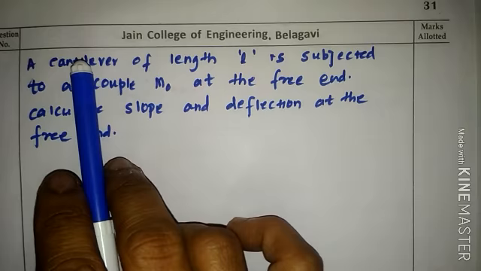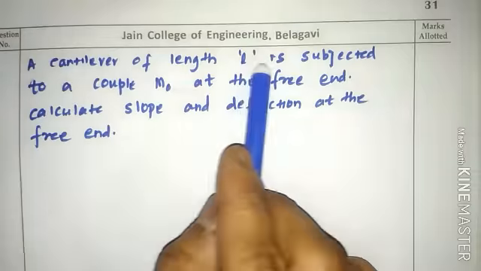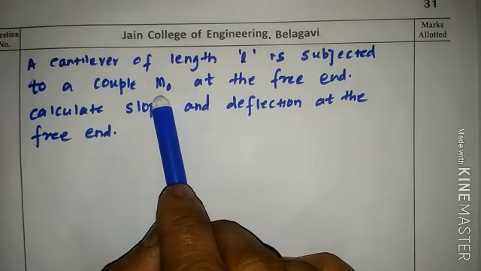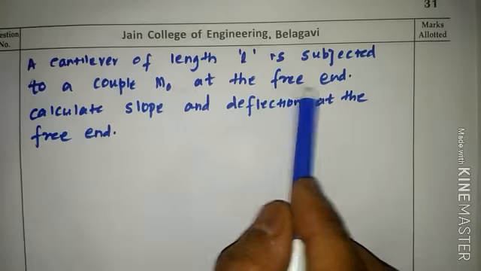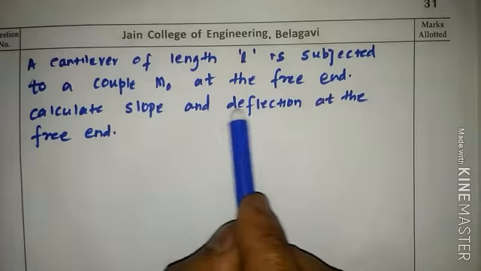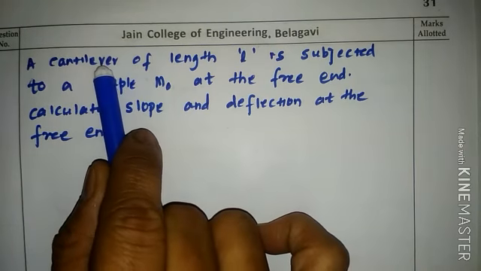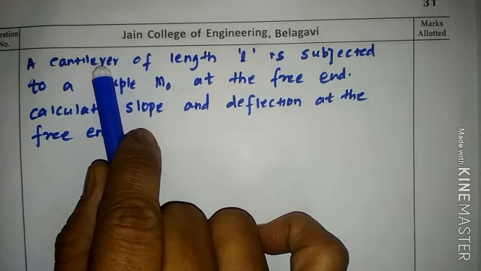The statement of the problem says it's a cantilever of length L and is subjected to a couple M0. Couple M0 is the rotation force at the free end of the beam, and we calculate the slope and deflection at the beam. So first we need to define what a cantilever beam is. A cantilever is a type of beam wherein one end is fixed and the other end is free.